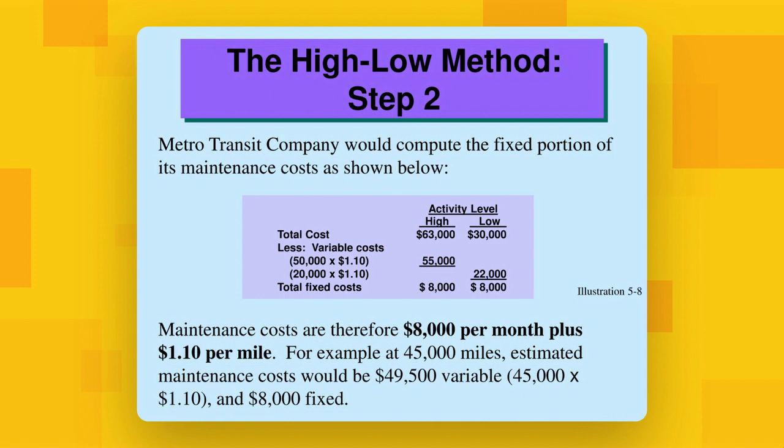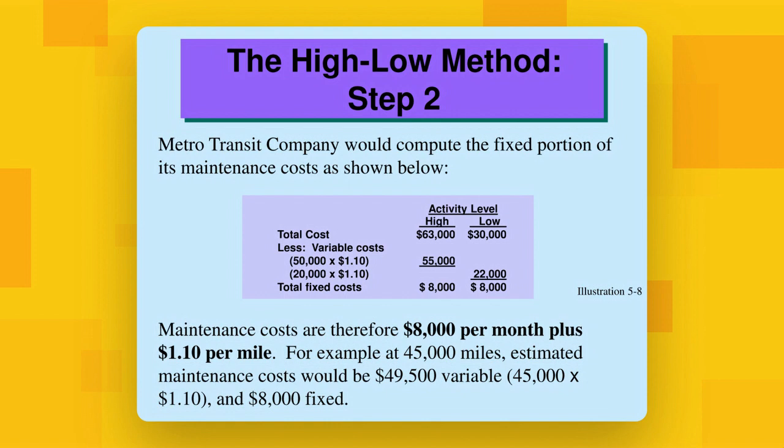For example, at 45,000 miles as part of your estimate, what would be your cost? So 45,000 as your miles. Just multiply it by 1.10 and add the 8,000 fixed, and the total here is 45,000. Okay, very good.